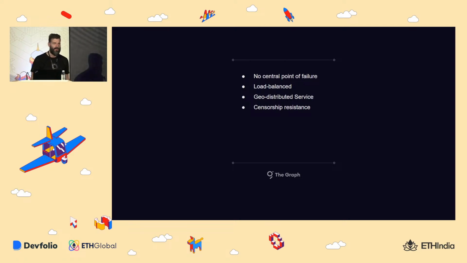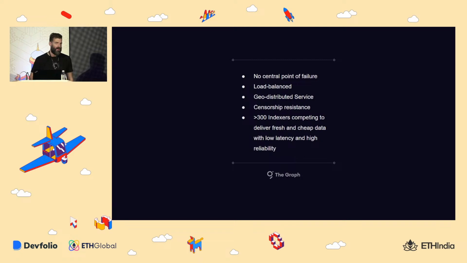There's no, as I mentioned, there's no government that will take down your server because they are serving Web3 data. And most of all, and that is what most developers will focus on, with 300 indexers competing to deliver fresh and cheap data with low latency and high reliability, we know that the best performance you'll get is by using a decentralized service, or using The Graph.